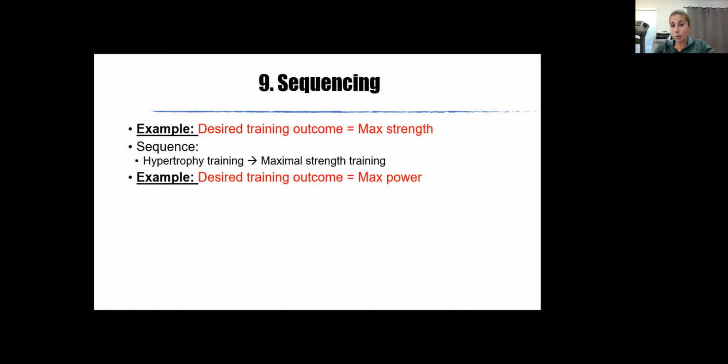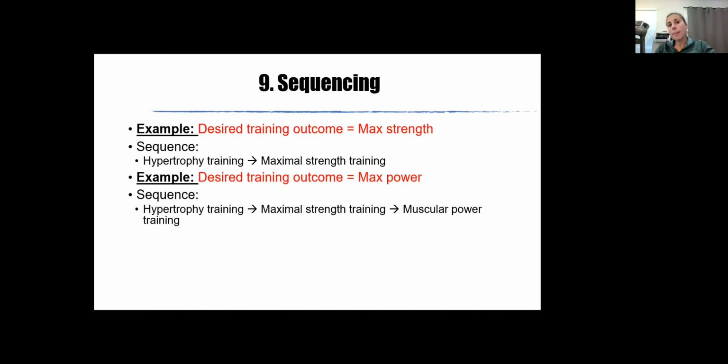And then we're going to work with heavier weights as we get to max strength training. So that is an example of how you could sequence that. Now, let's say the client's goal is maximum power, then you might sequence it a little differently. I might go to hypertrophy first, build that good base, move to maximal strength. And once I have that good base of strength, I can move to power.